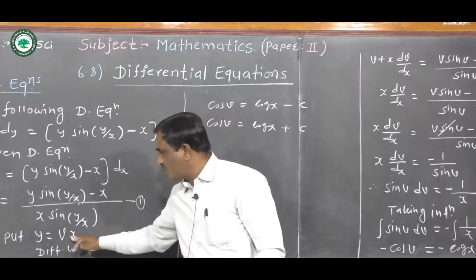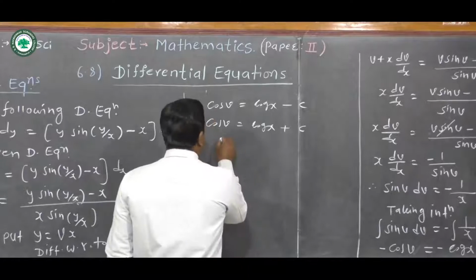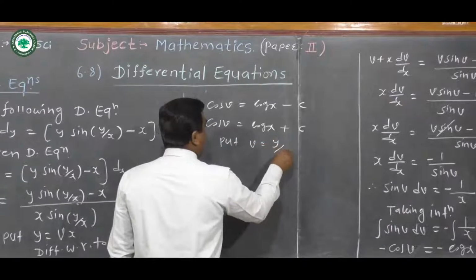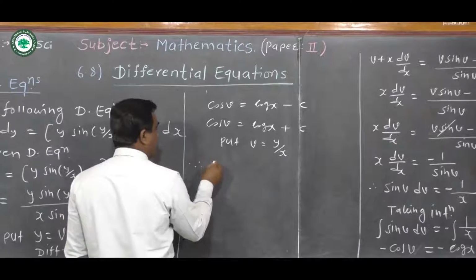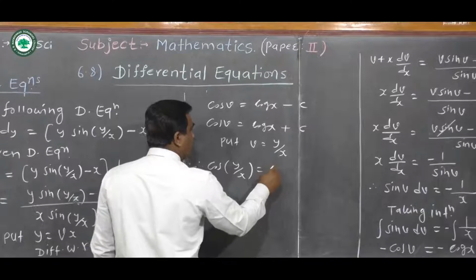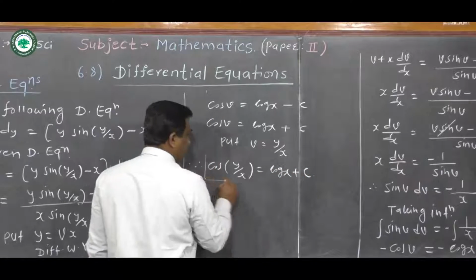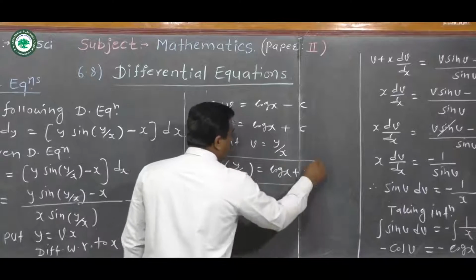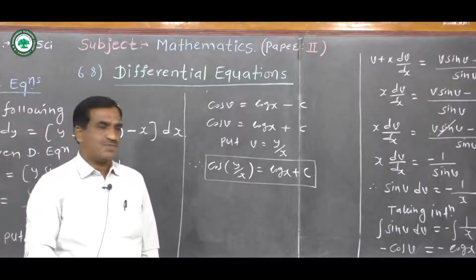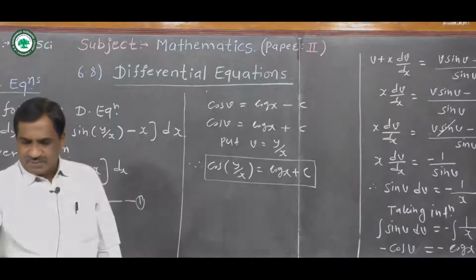Okay, now finally put the value of v. Here y is equal to v into x, therefore v is equal to y upon x. Put v is equal to y upon x, therefore we can write here cos of y upon x is equal to log x plus c. Okay, this is the required solution for the given differential equation. Okay, now we see the next example here.